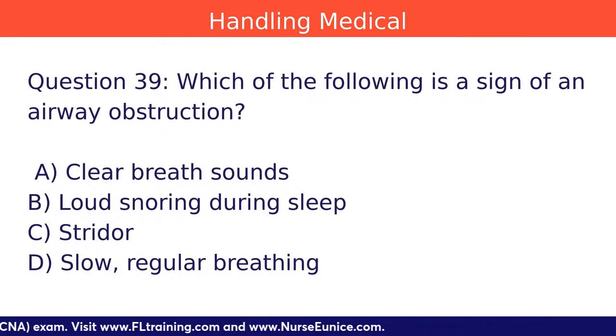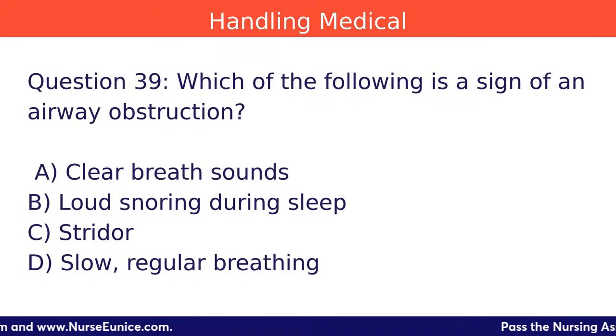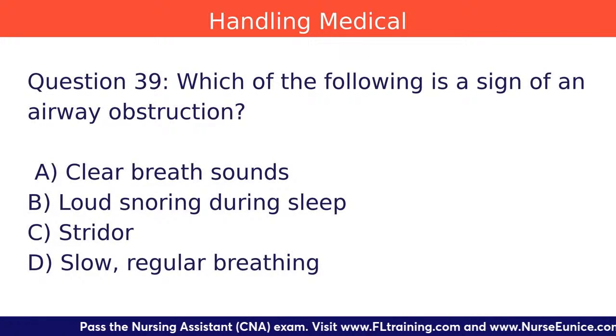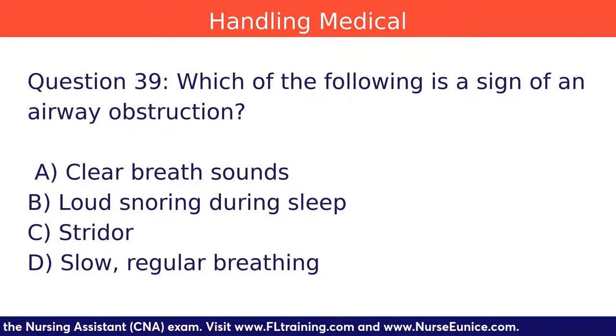39. Which of the following is a sign of an airway obstruction? A, clear breath sounds. B, loud snoring during sleep. C, stridor. Or D, slow, regular breathing. This one may be hard because there's a new term that you've not heard before.